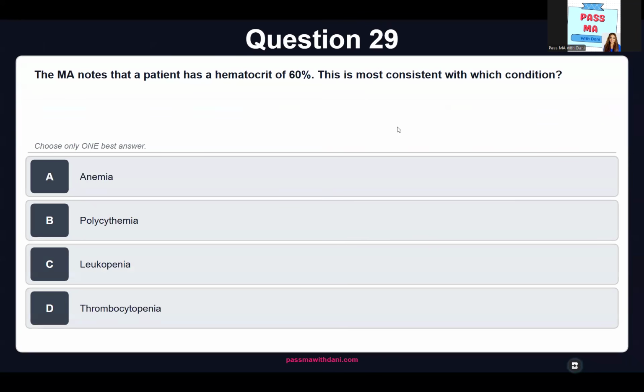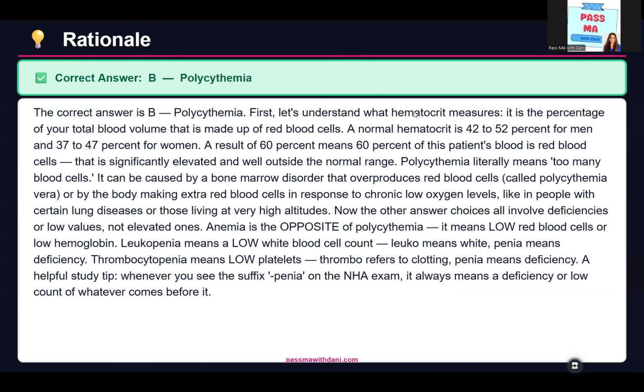All right, question number 29. The medical assistant notes that a patient has a hematocrit of 60%. This is most consistent with what condition? A, anemia, B, polycythemia, C, leukopenia, or D, thrombocytopenia. For number 29, if you said B, polycythemia, then you are correct.